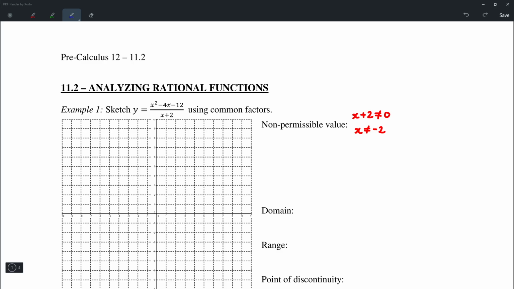So next we will try to graph the function. First we'll factor the numerator. Instead of x squared minus 4x minus 12, we will get x minus 6 and x plus 2 as the two factors. And of course, the denominator is still x plus 2. Notice that the factors of x plus 2 will be eliminated, and we're just left with y is equal to x minus 6.